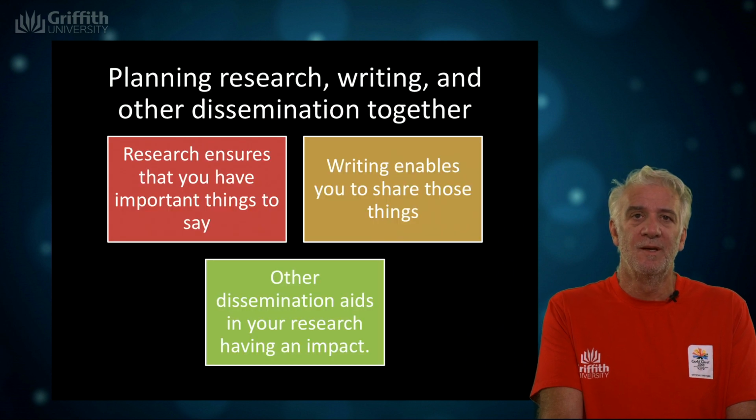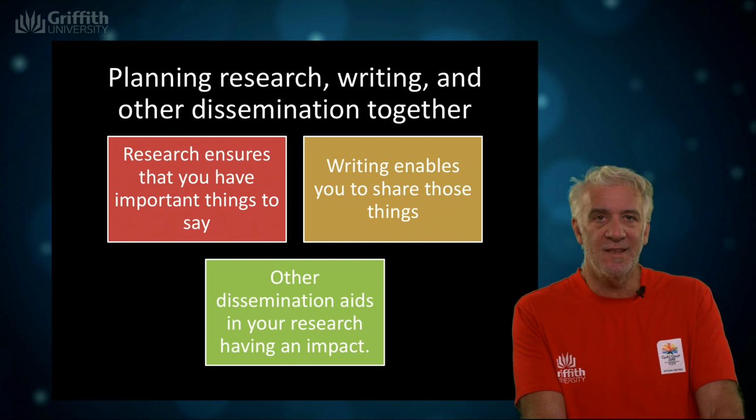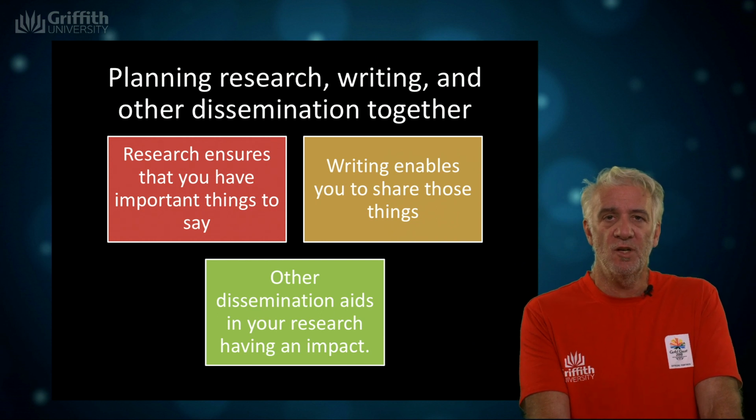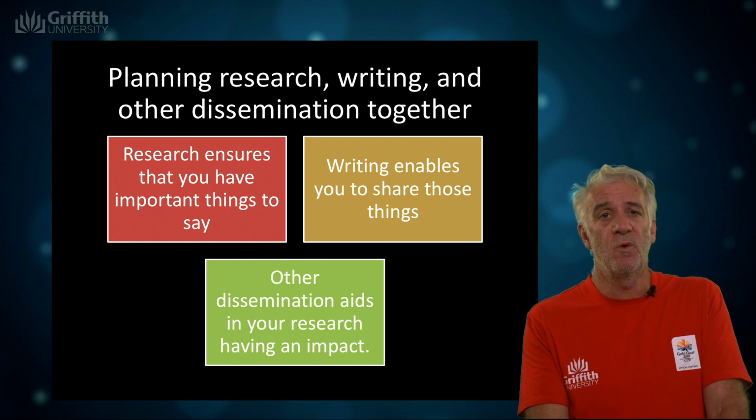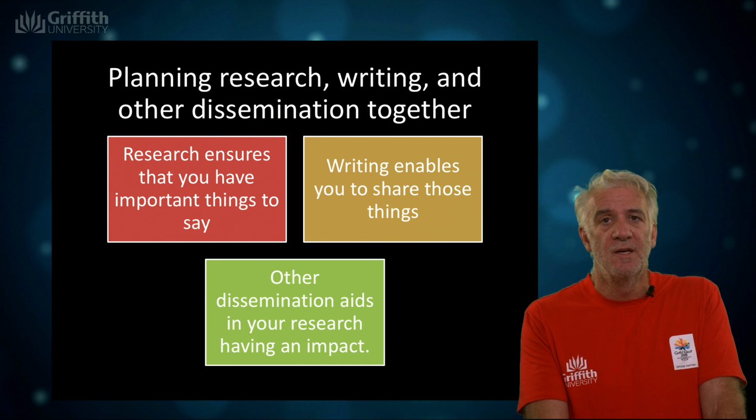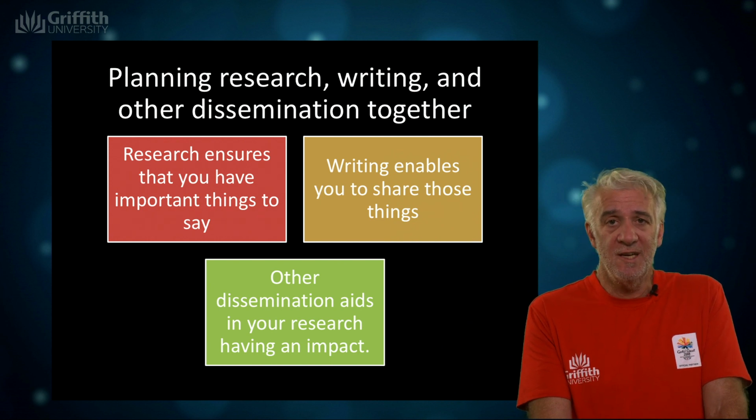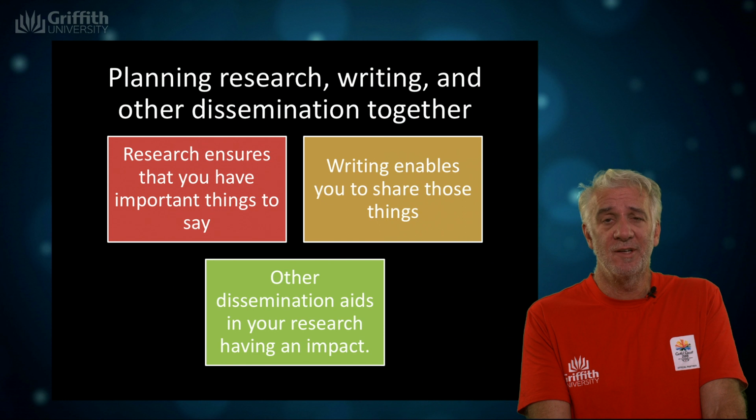So, if you're planning on researching and writing and other dissemination together, this way you ensure that your research, because you've researched it well and rigorously, you've got some important things to say. You will have found some things out that we didn't know before. That's why you do research. Why do you write? So you can share those things with others. We don't just write so we get a good CV or so we can have a collection of publications. We do it because we've got something important to say and other people need to hear it.